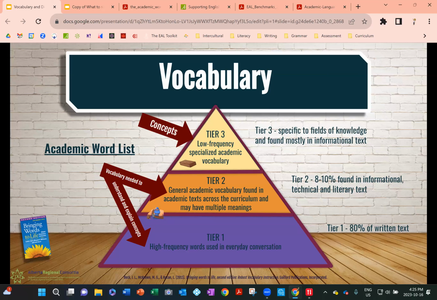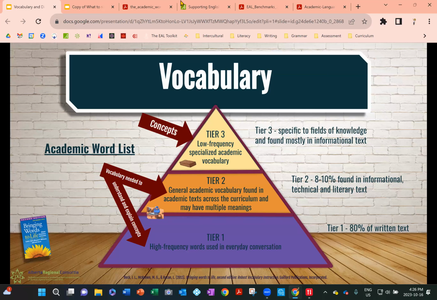But when you think about tier 1 and tier 2, that's the vocabulary that's needed to understand and explain those concepts. So we may be talking about quadratic expressions, or whatever piece of algebra, and those are definitely concepts, right? That brick vocabulary. But if I want my student to be able to describe how they solved that problem, they're going to need the tier 1 and tier 2 vocabulary.